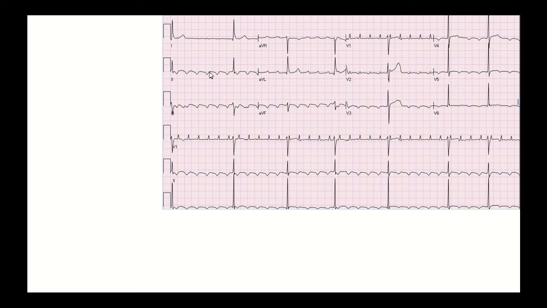Oftentimes, flutter does not slow down with medications, but sometimes it does. So this patient may just be on a beta blocker or calcium channel blocker that is effectively slowing the rate down.